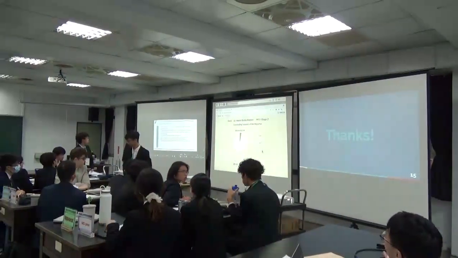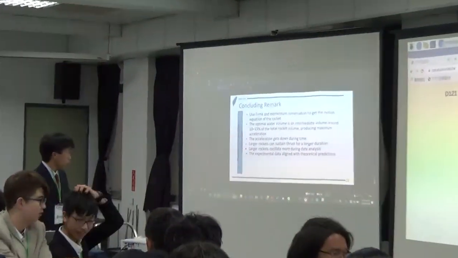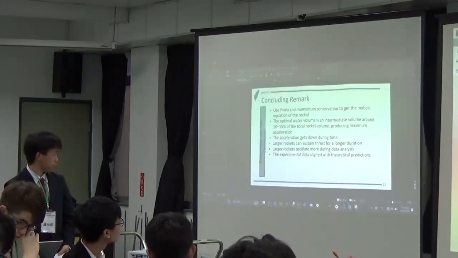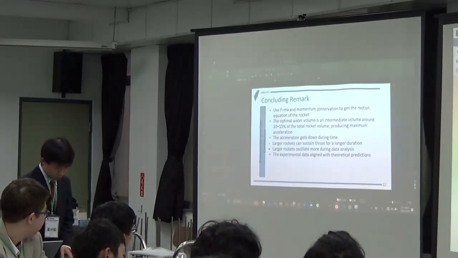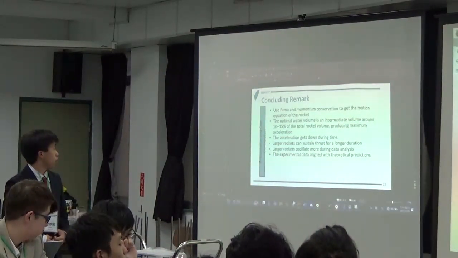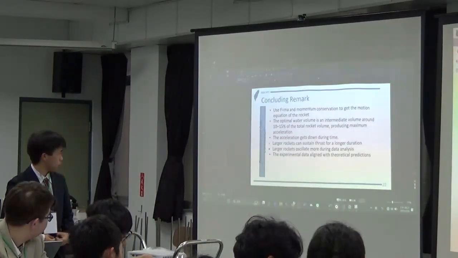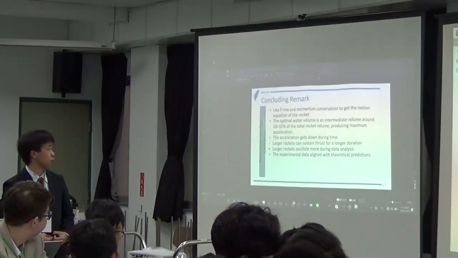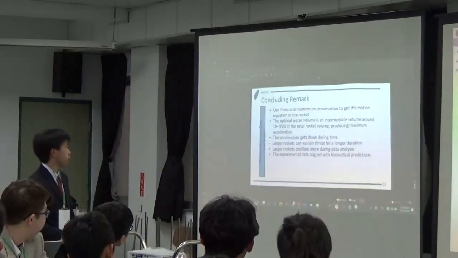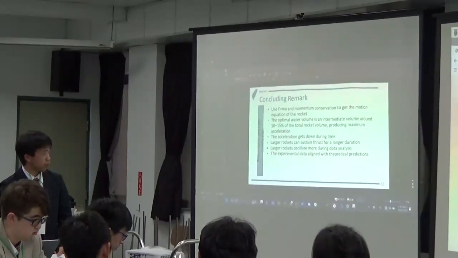For the concluding remark, we use lift and drag consideration to get the motion of the rocket. The optimal water volume is an intermediate volume, around 10 to 15% of the total rocket volume, producing the maximum acceleration, while both insufficient and excessive water will reduce the acceleration. The acceleration changes according to time. The larger rockets can sustain thrust for a longer duration, and larger rockets oscillate more during the data analysis because of the error of the tracker, and the experimental data align with the trend of the experiment but not with the theoretical predictions.